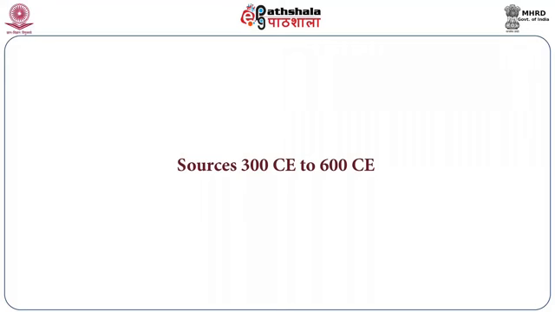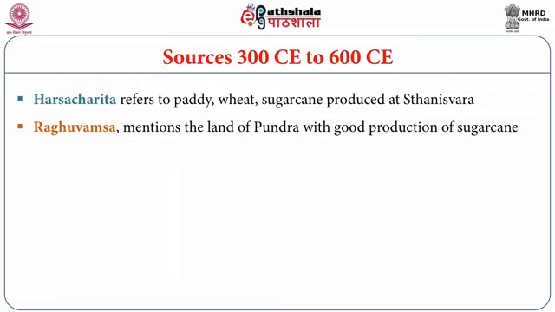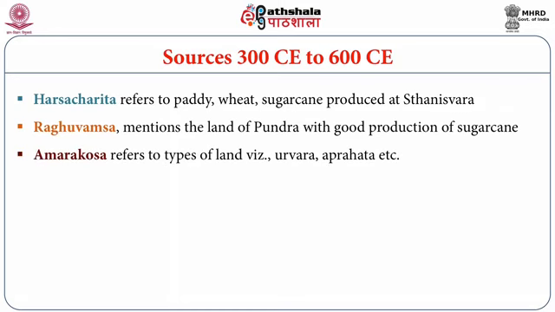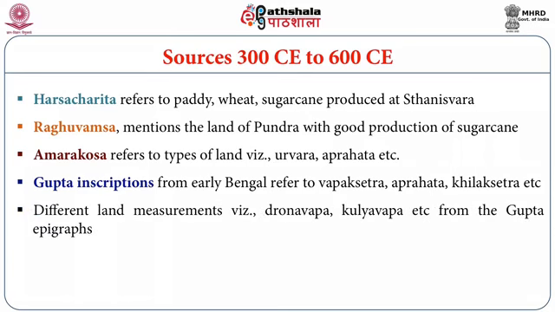Let us see another stage. Sources 300 CE to 600 CE. In this case, we learn that Harshacharita refers to paddy, wheat, sugarcane products produced at Sthanishwar. Raghuvamsha mentions the land of Pundra with good production of sugarcane. Amarkosha refers to types of land, that is Urbara, Aprahato, etc. Gupta inscriptions from early Bengal refer to Bapokhetra, Aprahato, Khilokhetra, etc. Different land measurements like Dranabapo, Kullabapo, etc.